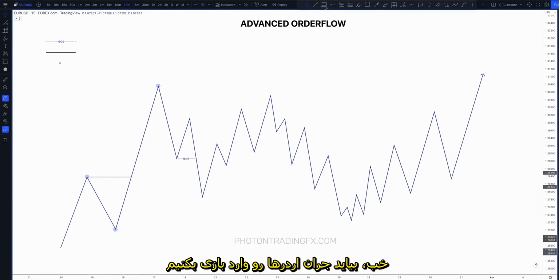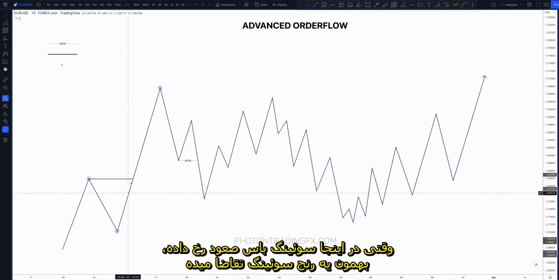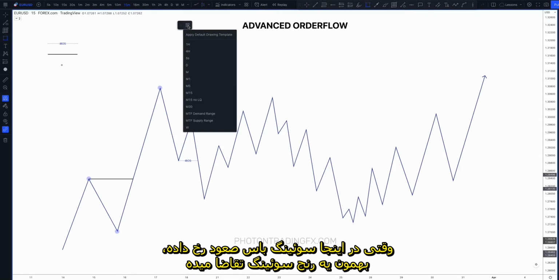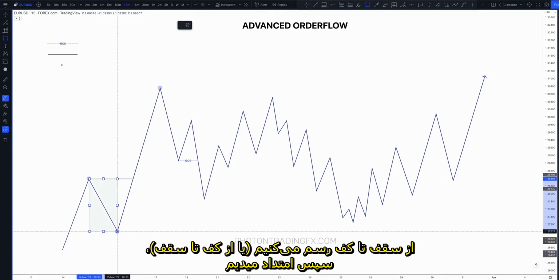And one thing I forgot to say is we're going to start to bring in our order flow now. So when we did have that bullish break of swing structure here, that gives us what? It gives us a swing demand range, right? So we can draw from the high to the low. Doesn't really matter what order you do it in, and drag it across.